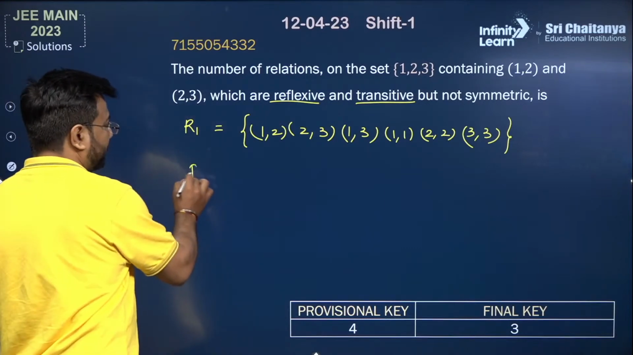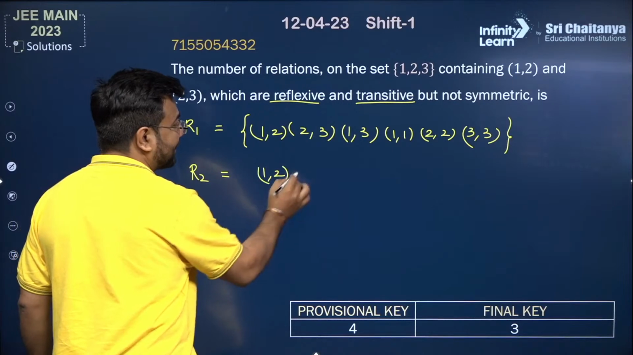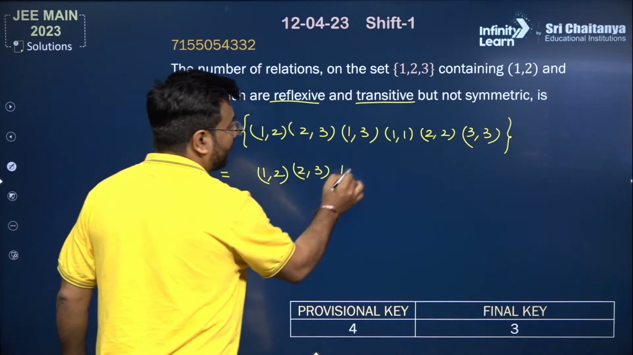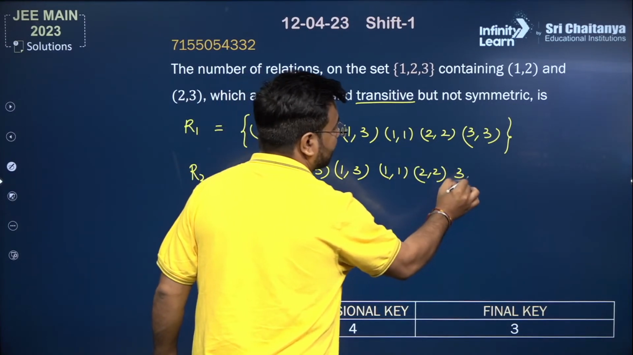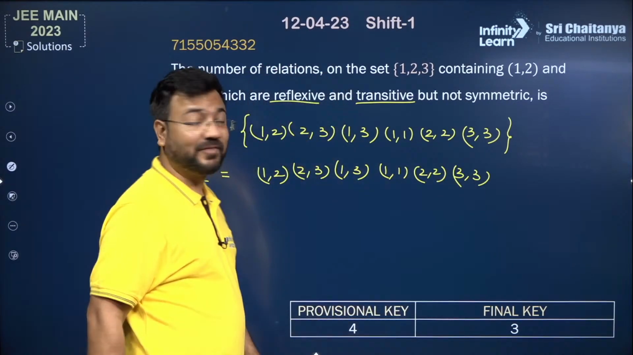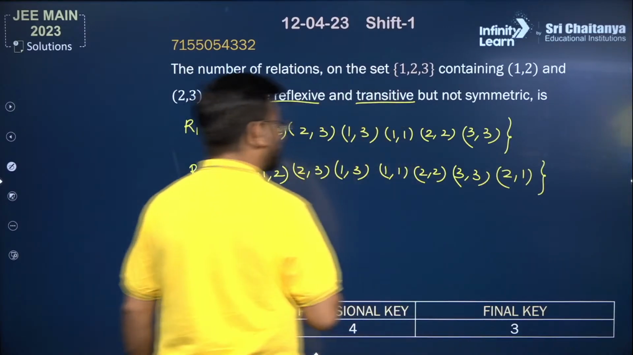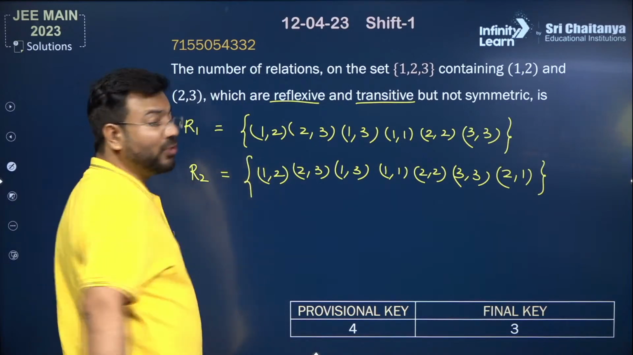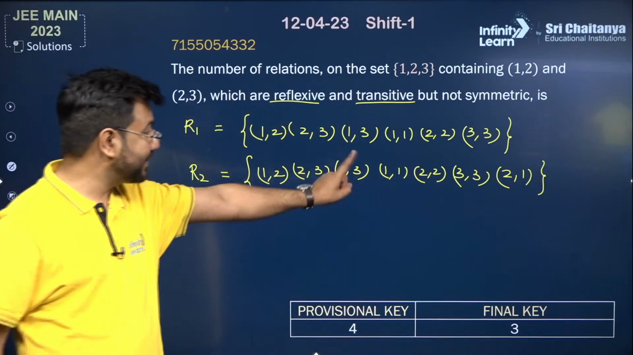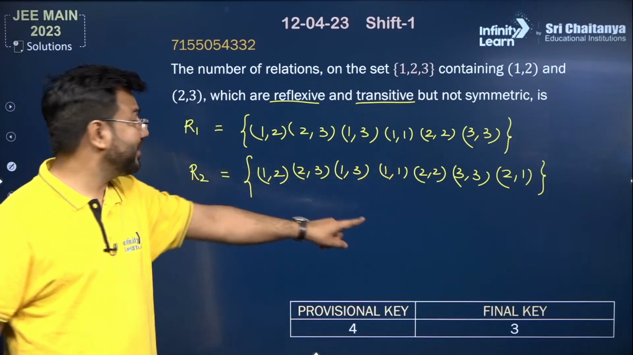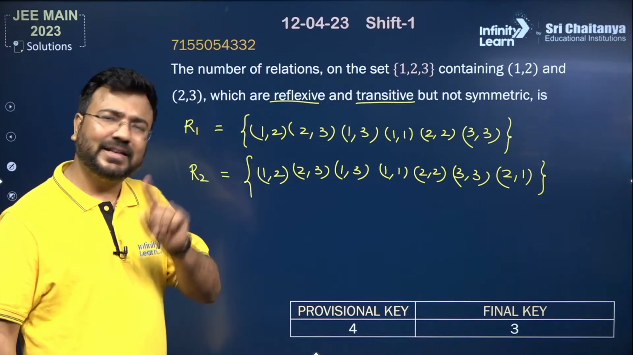Let us consider relation 2. Everything I am keeping the same: (1,2), (2,3), (1,3) are a requirement, and (1,1), (2,2), (3,3) are also requirements that we need to fulfill. In extra, I am adding (2,1). On addition of (2,1), will it be reflexive? Yes. Will it be symmetric? No, (2,3) is present, but (3,2) is not present. And will it be transitive?